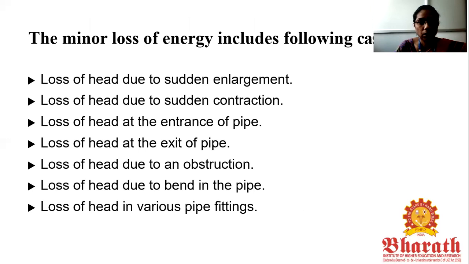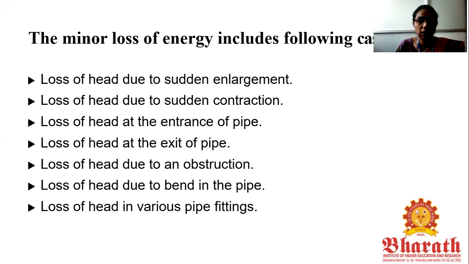The minor losses of energy include the following cases: loss of head due to sudden enlargement. Then the second case is loss of head due to sudden contraction. Then loss of head at the entrance of the pipe. Then loss of head which occurs at the exit of the pipe. Then loss of head due to an obstruction in the pipe. Then loss of head due to bend in the pipe. The last case is loss of head in various pipe fittings.